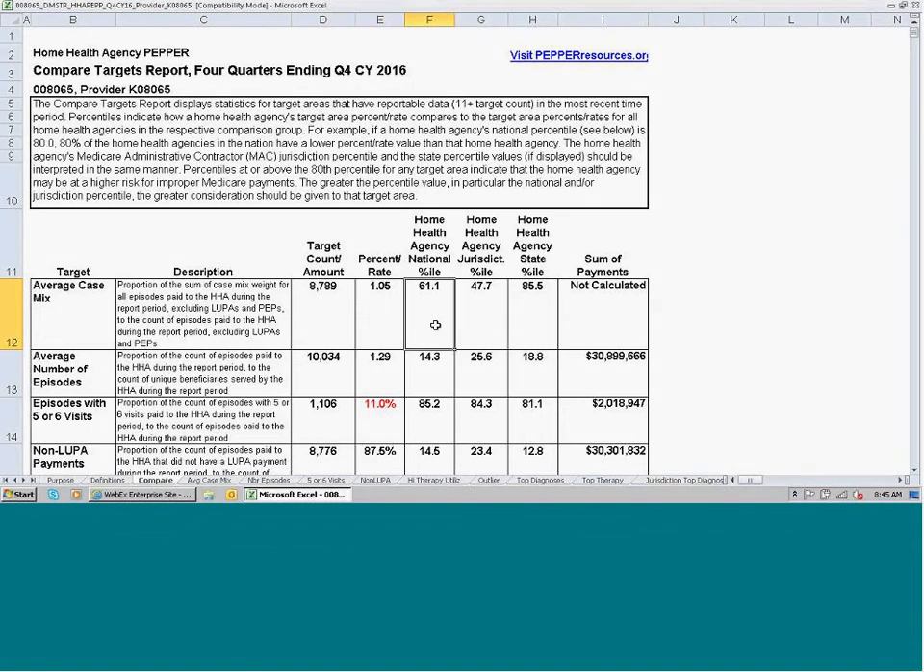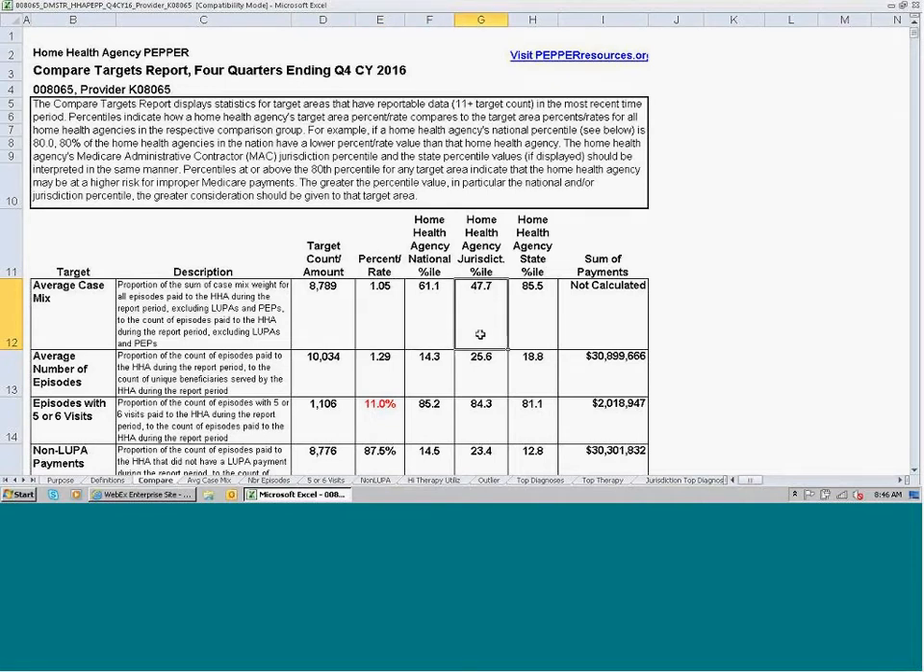Remember, in the PEPPER, we identify what we call outliers as when the agency's percent or rate is at or above the national 80th percentile. We identify those providers as outliers, and so the target area percent or rate would be identified in red bold font. Here we are at the 61.1 national percentile, so just above the middle of the distribution. And so our target area percent is not identified as an outlier. Our rate is not identified as an outlier.